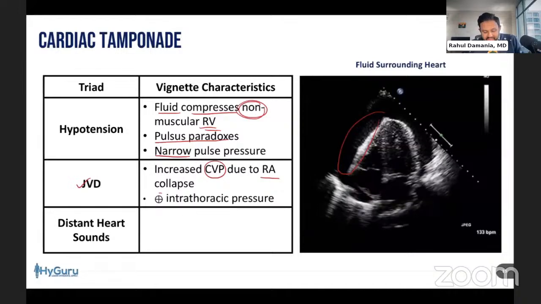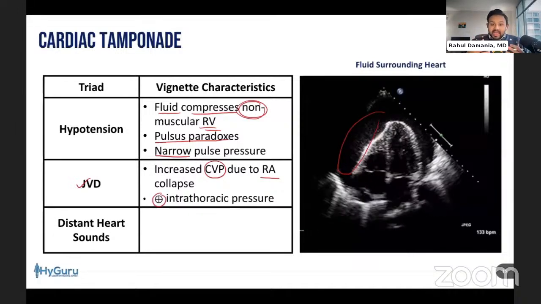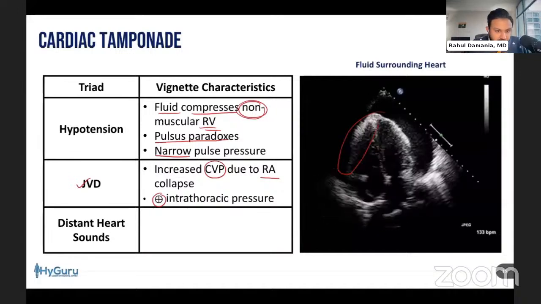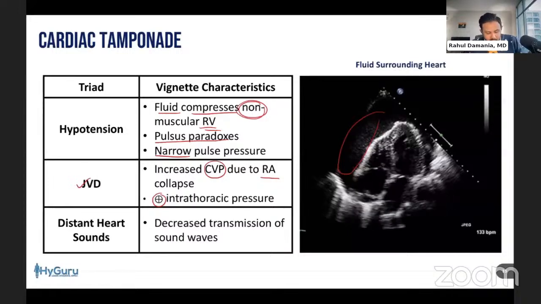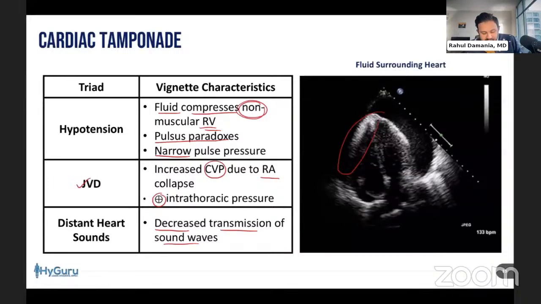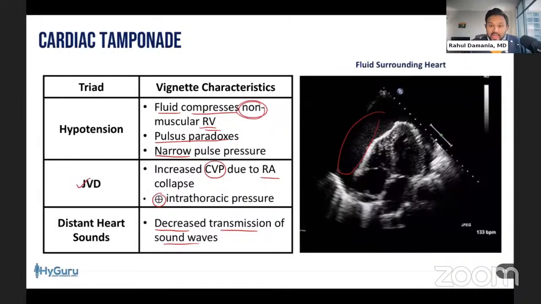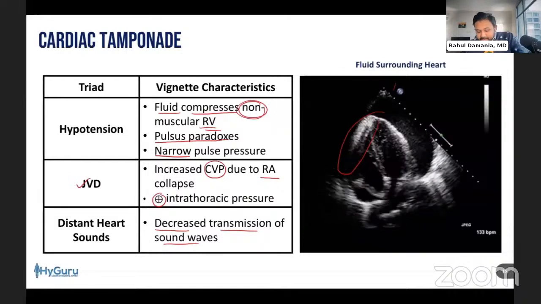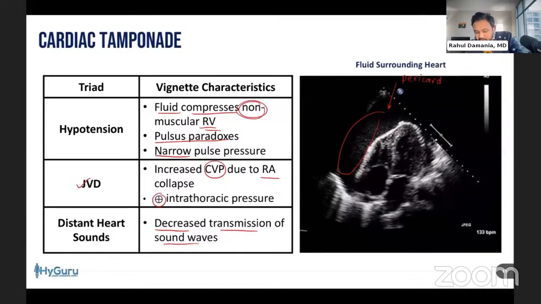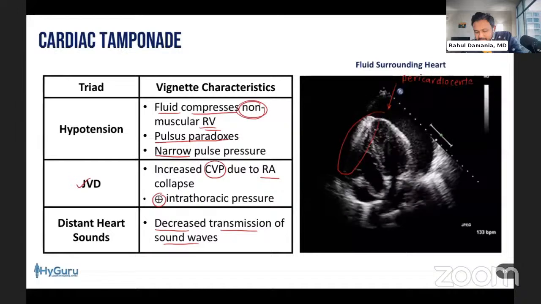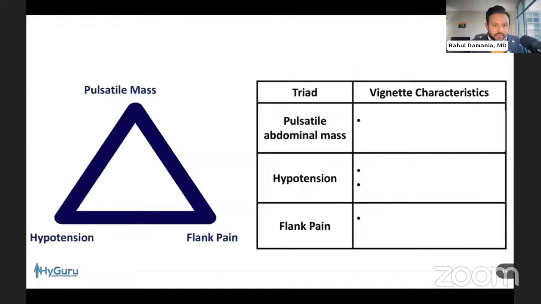Recall, just like a tension pneumothorax, cardiac tamponade can give you a high amount of intrathoracic pressure. You're also going to get distant heart sounds, and the physics on this is that you have decreased transmission of sound waves because now you are going to be auscultating through a fluid medium. The next best step in management is going to be a pericardiocentesis. Okay, and typically that's going to be a subxiphoid approach.